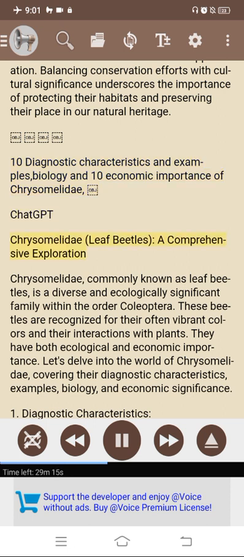ChatGPT. Chrysomelidae, leaf beetles: a comprehensive exploration. Chrysomelidae, commonly known as leaf beetles, is a diverse and ecologically significant family within the order Coleoptera. These beetles are recognized for their often vibrant colors and their interactions with plants. They have both ecological and economic importance. Let's delve into the world of Chrysomelidae, covering their diagnostic characteristics, examples, biology, and economic significance.